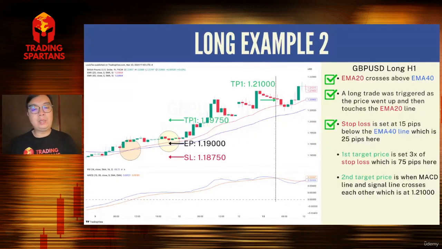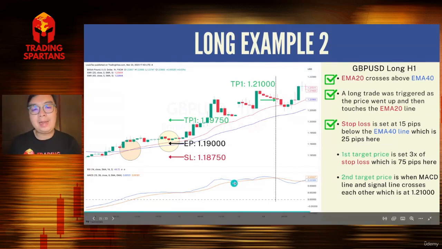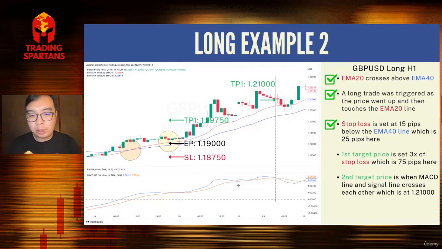So as you can see, once we take our first target profit, we take 50% profit, shift stop loss to break even, and then we'll wait until the lines cross. So you can see that there are two instances whereby the MACD lines almost cross or touch each other, but the important thing is it must cross, right? When the MACD lines touch each other, it does not count. It must cross, right? So you can see that when price crossed, I closed it at the 1.21 level.